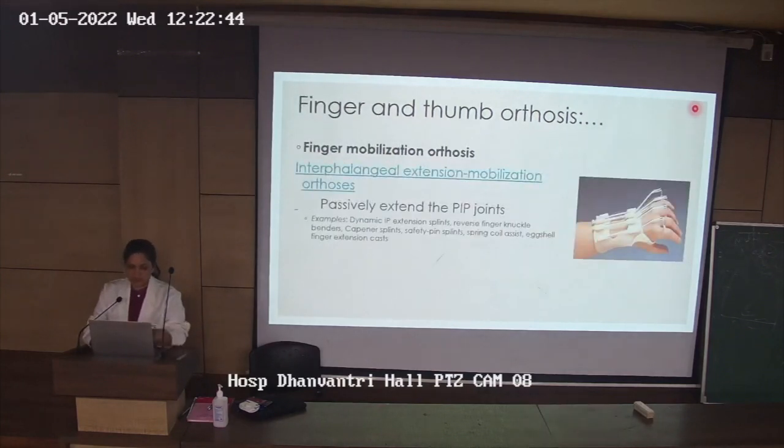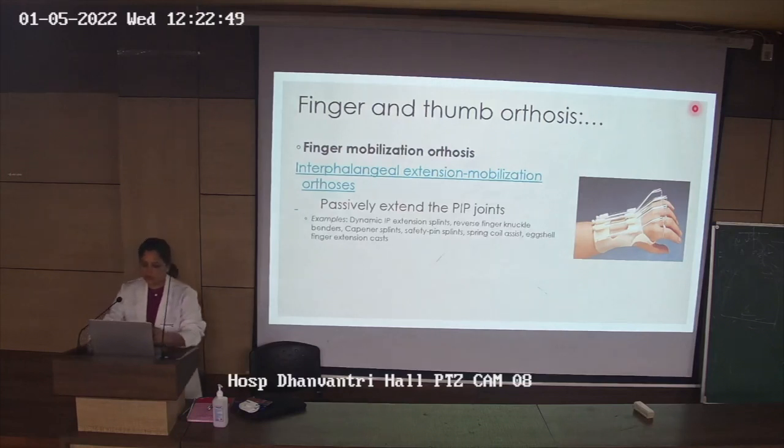But in this splint, since it's the finger mobilization orthosis, the patient will be able to move his fingers. He will be able to make the grasp, but again the fingers will be bounced back into the extension.